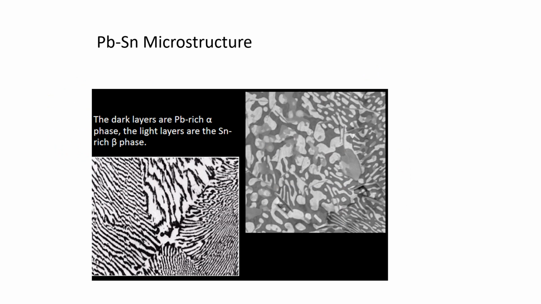This is a lead-tin microstructure in which the dark layers are the lead-rich alpha phase, while the light layers are the tin-rich beta phase. These dark regions over here form the lamellar structure, while the light layers are the tin-rich beta phase.